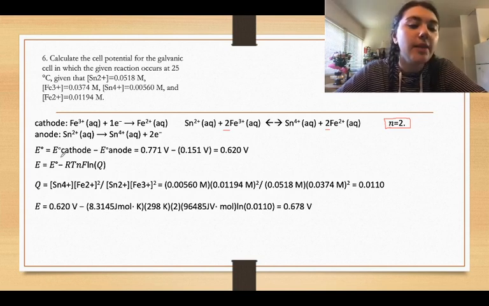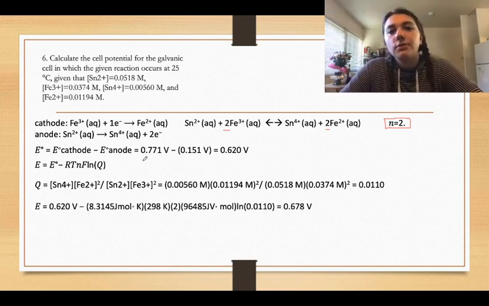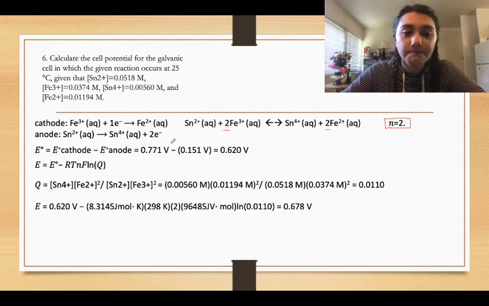All right, now we do cathode minus anode, or you can do reduction plus oxidation. Either way, you'll get the same answer. I got these from the table. And then I plug this in, again making sure I wrote this correctly here. I plug everything in. This is what I get for my Q.